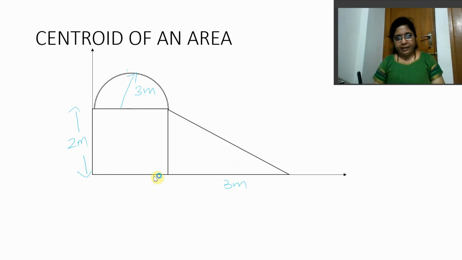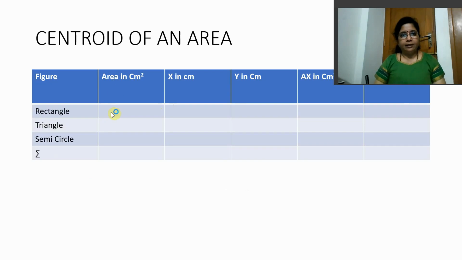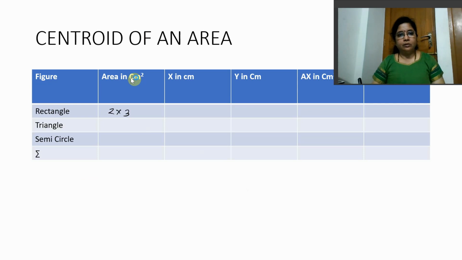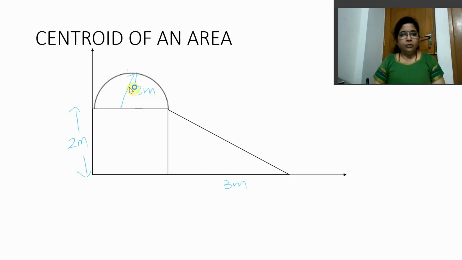Now, if I take the rectangle, first, I will find the area of the rectangle, 2 into 3. So, what will I write here? I will write in centimeter square, 2 into 3. Am I doing it in centimeter? No, I am doing it in meter. So, this is not centimeter square, it is meter square. Okay. 2 into 3. Now, center.